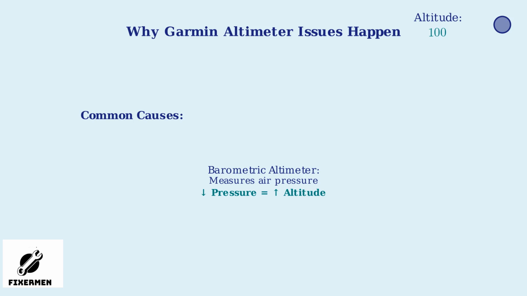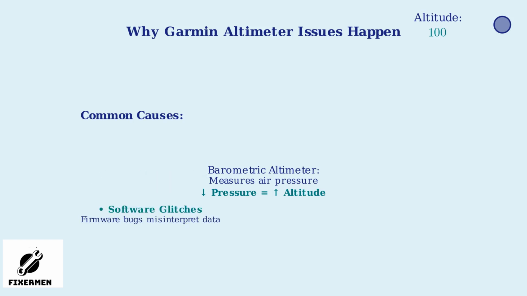Understanding these causes is the first step to fixing the problem. Calibration errors happen when you forget to calibrate at a known elevation, causing readings to drift. Sensor degradation occurs when dust or moisture affects the barometric sensor over time.